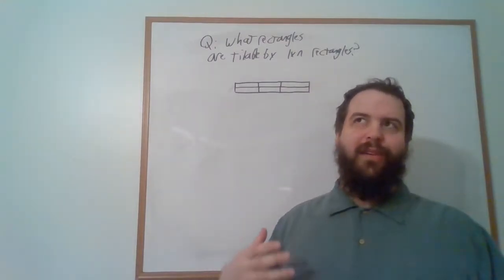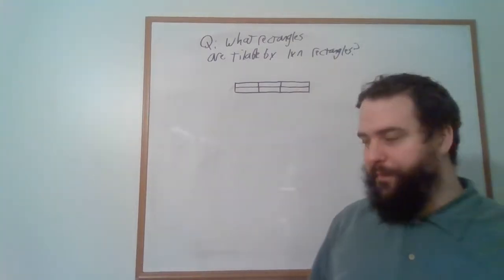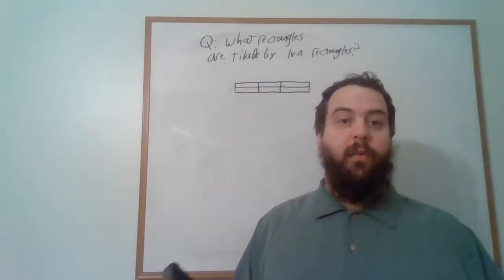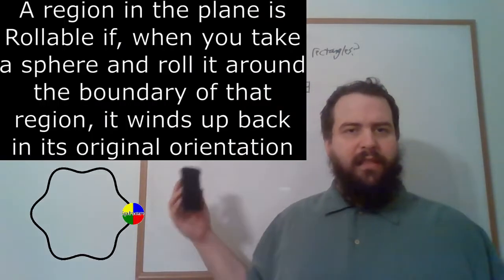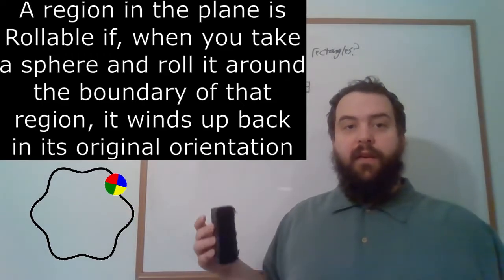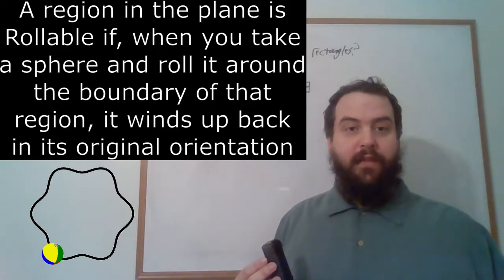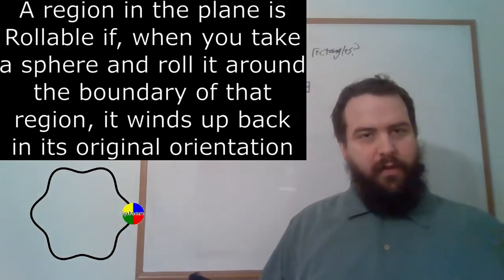And I want to show you a bit of an excessive proof to show you why that is. It's going to involve introducing a new notion, which I like to call rollability. We say that a region in the plane is rollable if, when you take a sphere and roll it around the boundary of that region, it winds up back in its original orientation.